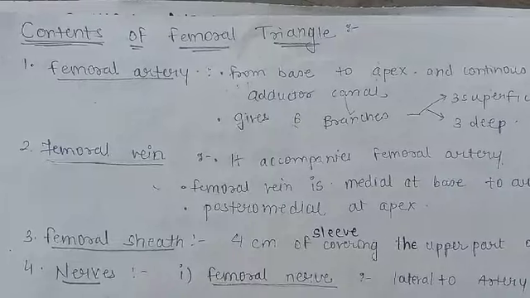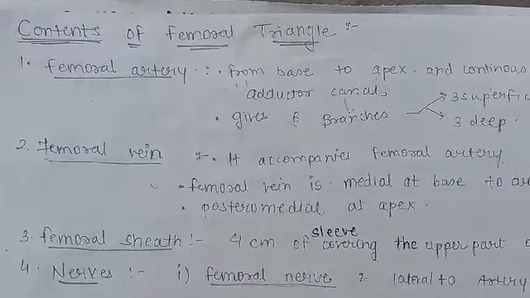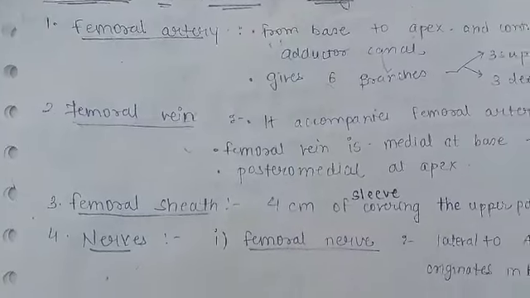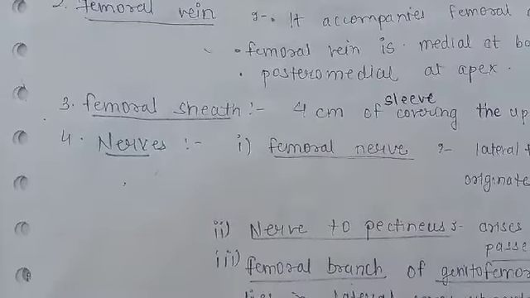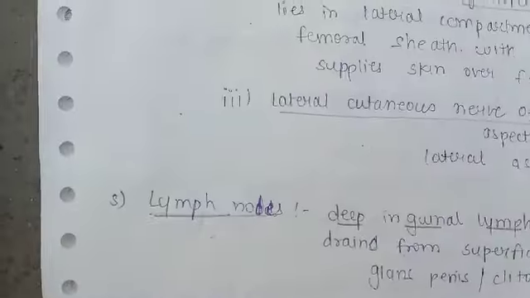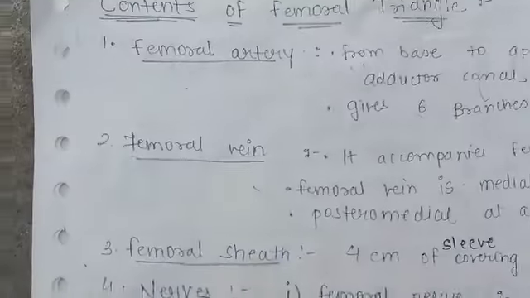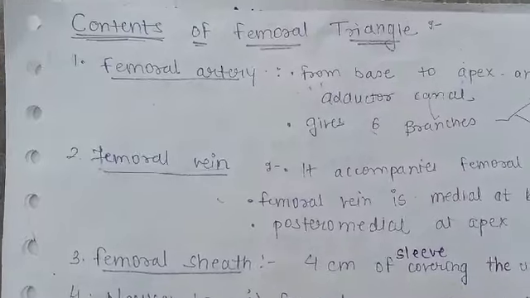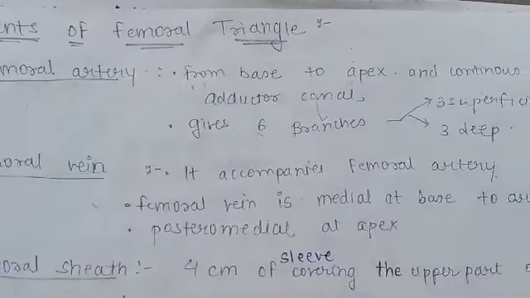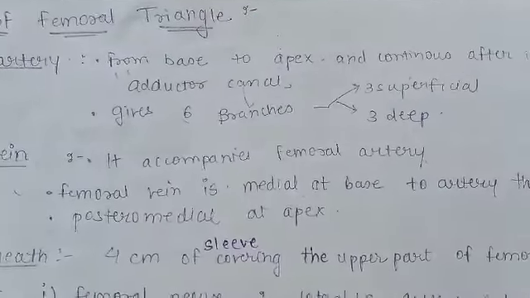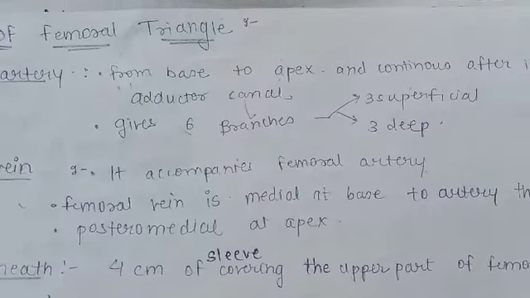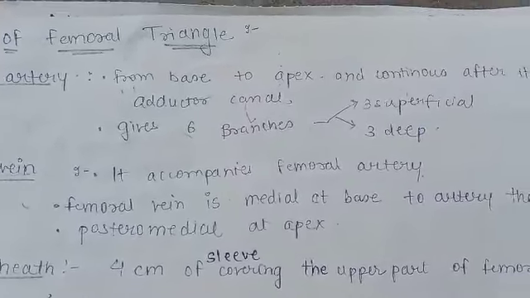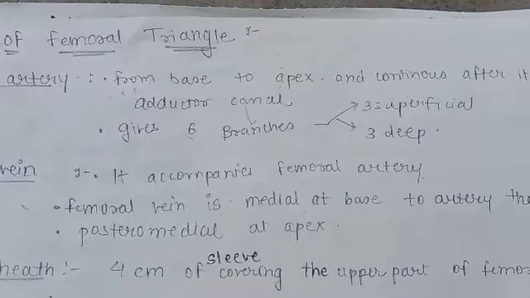Let's see the content of the femoral triangle. The femoral triangle consists of the femoral artery, femoral vein, femoral sheath, various nerves, and deep lymph nodes. Firstly, there is the femoral artery. The femoral artery originates from the base, runs to the apex, and continues after it in the adductor canal, and it gives 6 branches in the femoral triangle, that is 3 superficial and 3 deep.